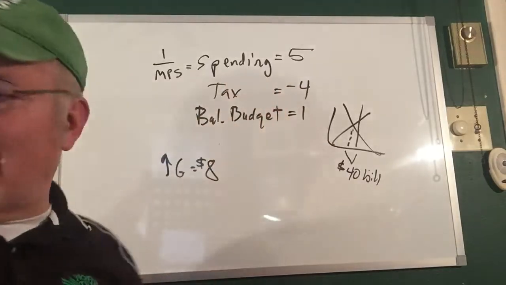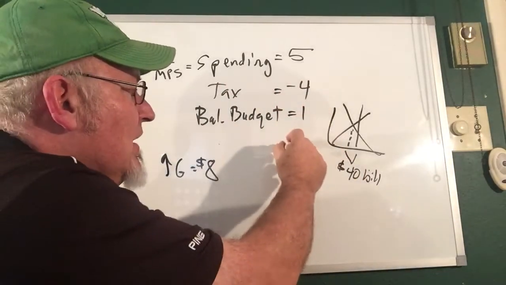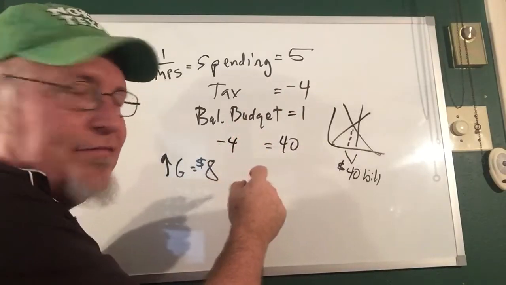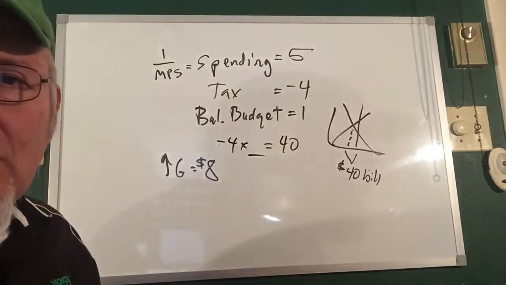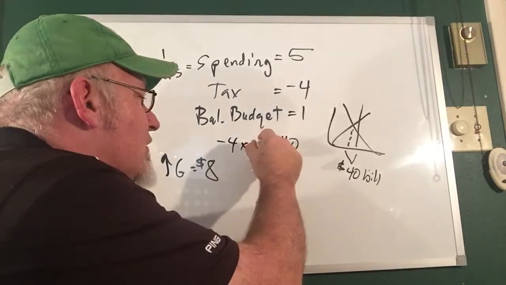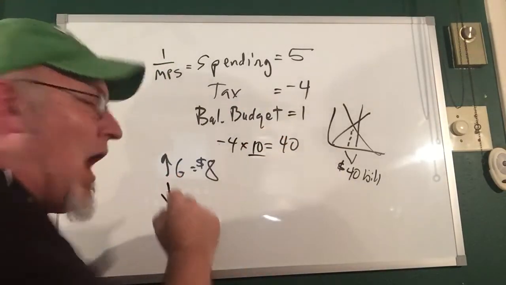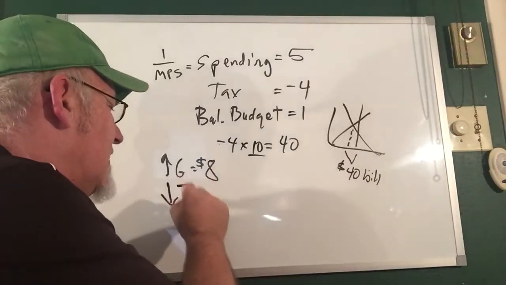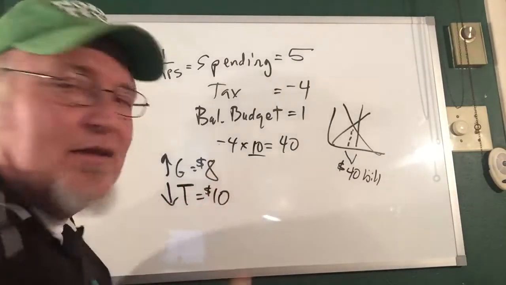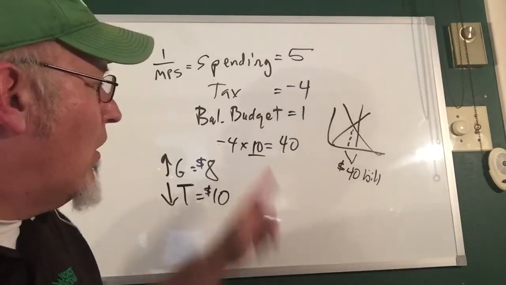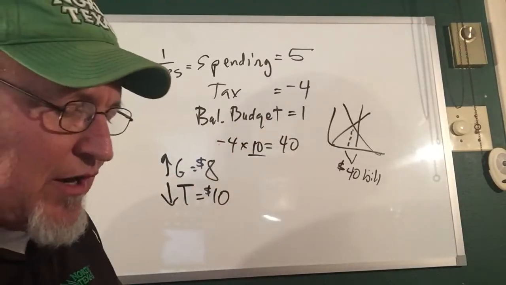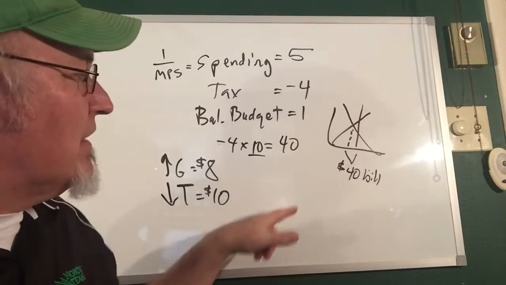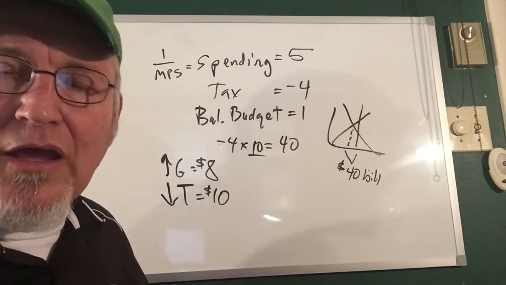Okay, so what I could do to close this gap is increase government spending by $8 billion, or using the tax multiplier, if I have a $40 billion gap and the tax multiplier is negative 4, what times negative 4 is going to equal 40? 10. So what that means is I could either increase government spending by $8 billion, or I could lower taxes by $10 billion. Or in the case of the balanced budget multiplier, I could increase both government spending and taxes by the $40 billion and close it that way.